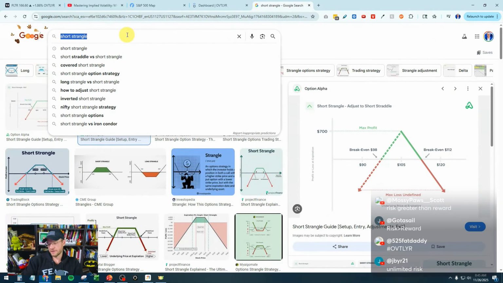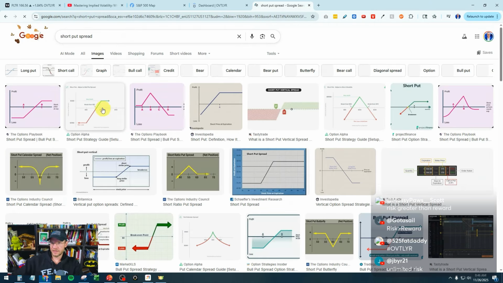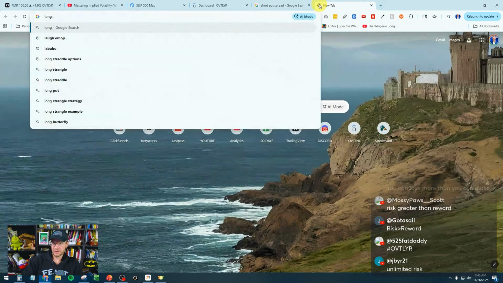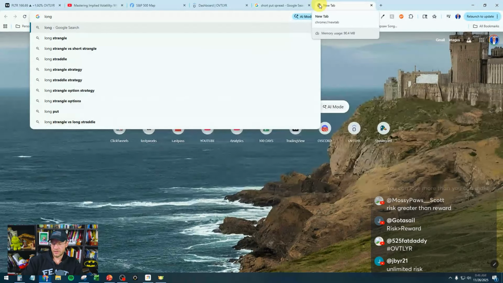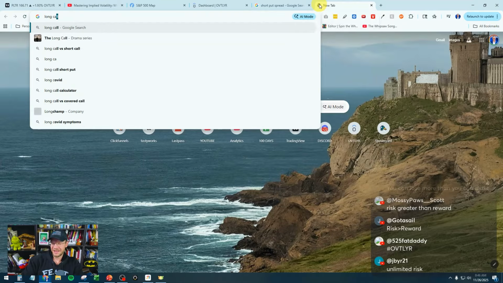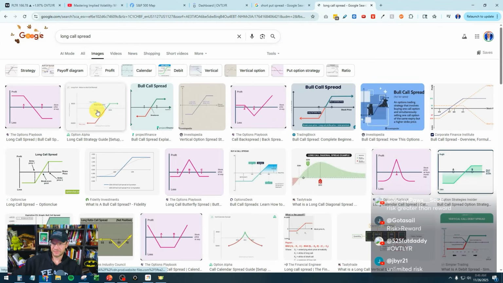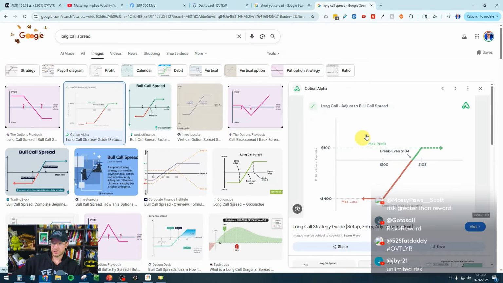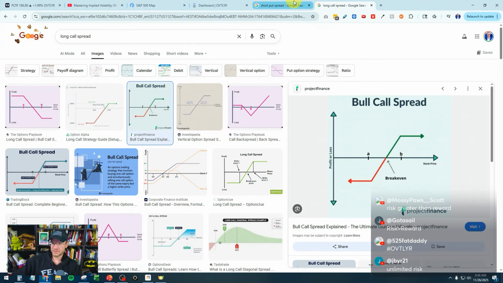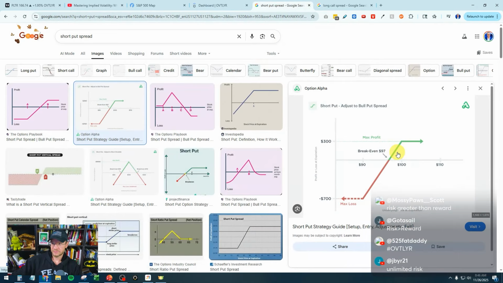There's two different types of spreads. You can do a short spread or a long spread. We'll do a short put spread, and then we'll do a long call spread. They have different names for them, but essentially they're the same trade. Long call spread. Short put spread.